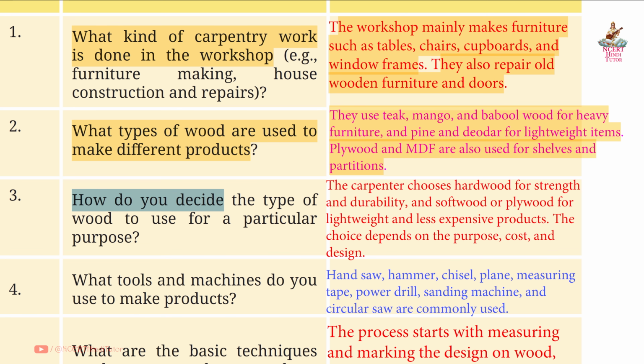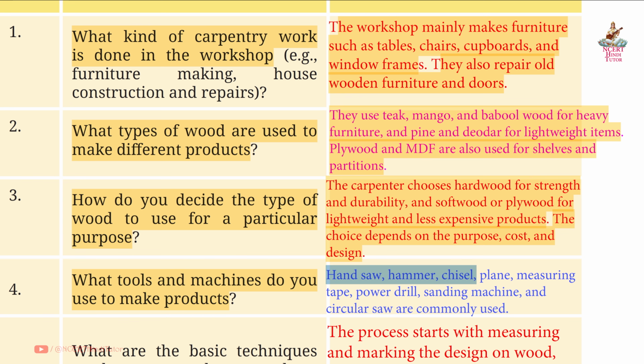Third, how do you decide the type of wood to use for a particular purpose? Observation: the carpenter chooses hardwood for strength and durability and softwood or plywood for lightweight and less expensive products. The choice depends on the purpose, cost and design. Fourth, what tools and machines do you use to make products? Observation: handsaw, hammer, chisel, plane, measuring tape, power drill, sanding machine and circular saw are commonly used.